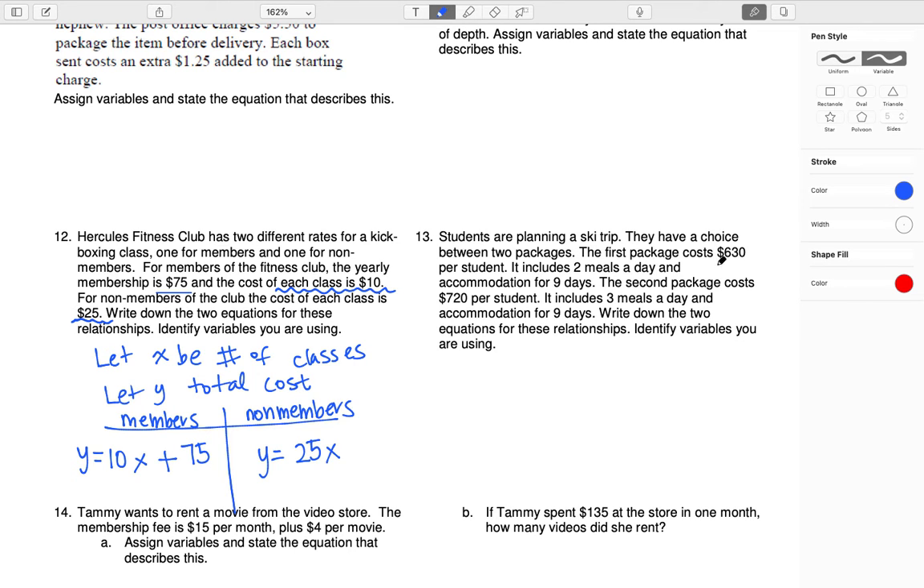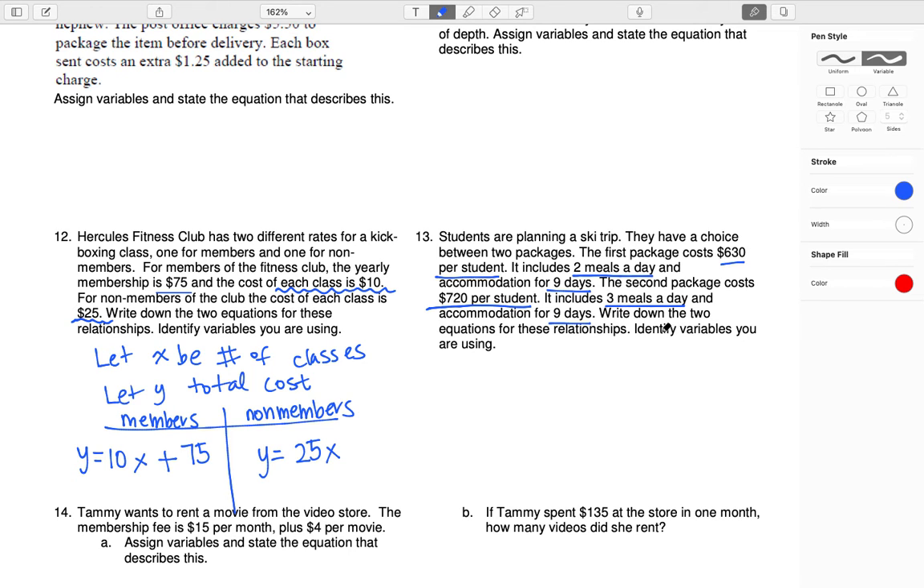The first package costs $630 per student. I see the word per. And it includes 2 meals a day and accommodation for 9 days. So 2 meals a day and 9 days. Now the second package costs $720 per student, and this includes 3 meals a day and accommodation for 9 days. So write down the 2 equations for these relationships.